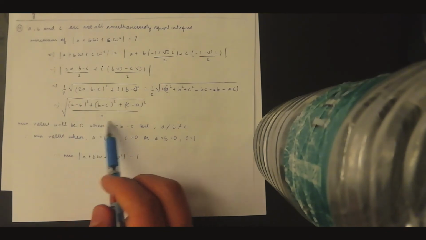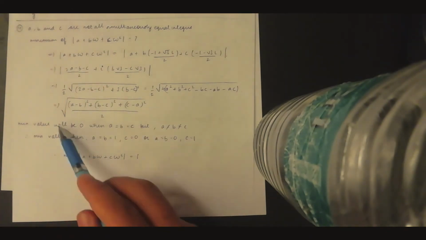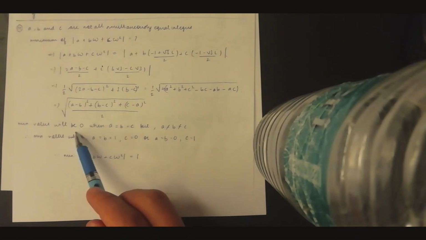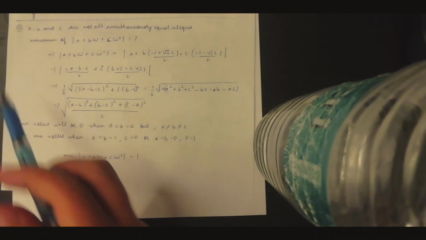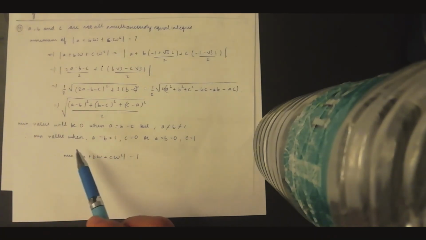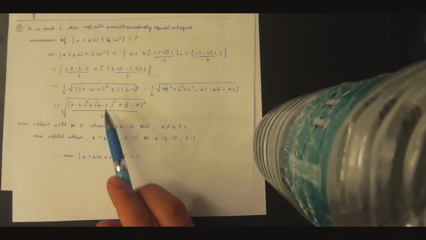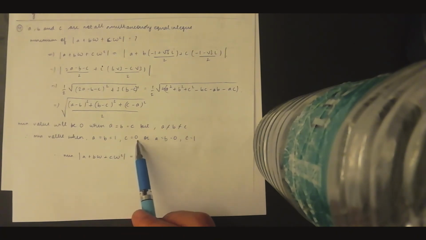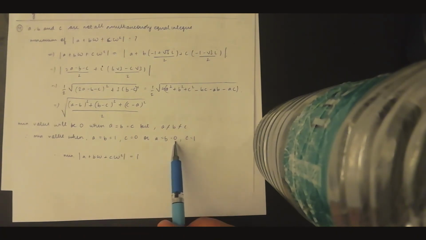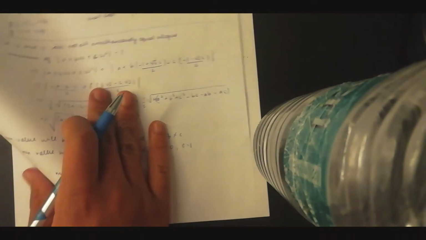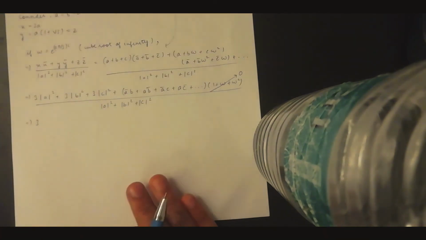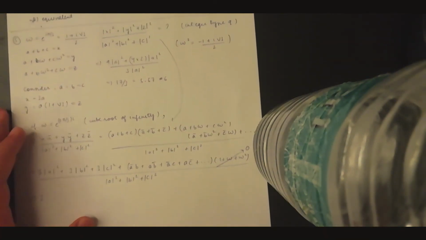So now this is the expression we get for this, right? Now the minimum value of this is obviously 0 when a equals b equals c, but this is not possible because they're not simultaneously equal. So the minimum value will be when either two of them are 1 and the other one is 0, or two of them are 0 and one of them is 1, right? Then the minimum value will be 1 for both of them. Okay, so now the fourth question is also done, and let's go on to the last question.